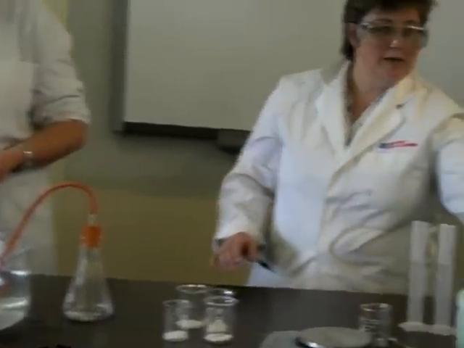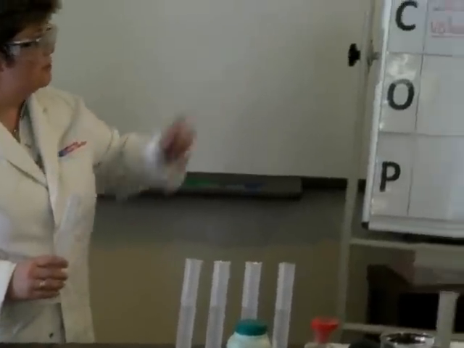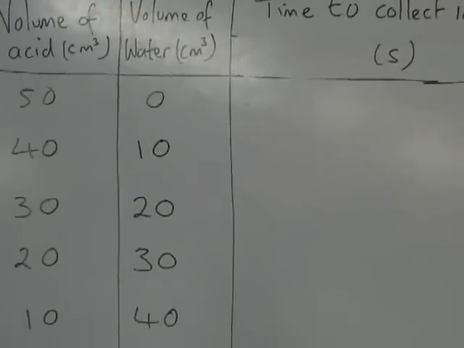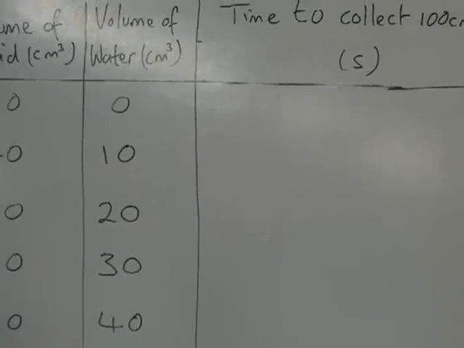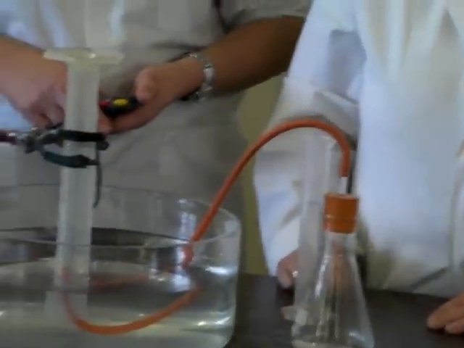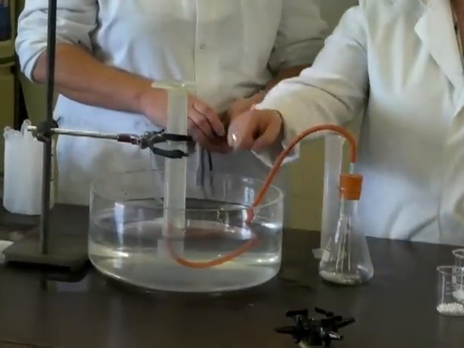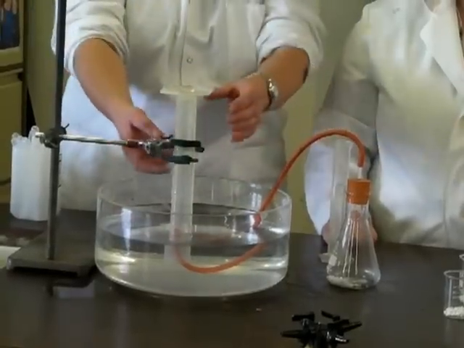We have got a variety of concentrations. Our first one is using 50 cubic centimetres of hydrochloric acid, and we've mixed it with no water. We will change it as we go through. So we're going to time how long it takes to collect 100 cubic centimetres of the gas, which is carbon dioxide, and Miss Simone is going to time how long it takes.